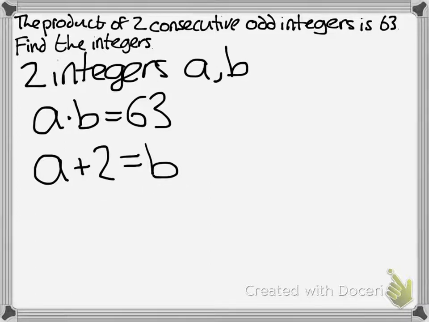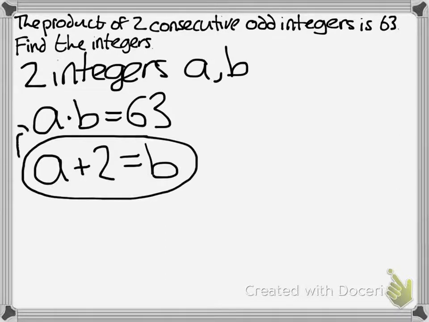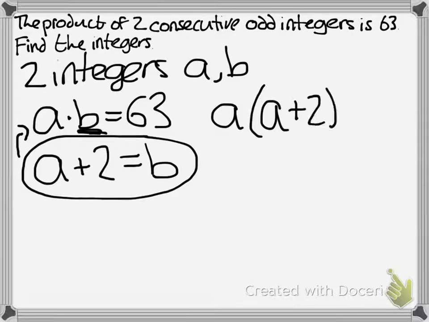Alright, now I have 2 equations and 2 unknowns. I should be able to solve this. I'm going to take this equation and plug it into this one. So I know that B is equal to A plus 2. So where I see this B, I can substitute A plus 2. Be careful to use parentheses. A times A plus 2 equals 63.